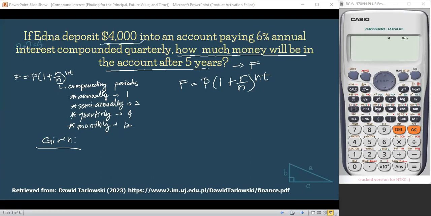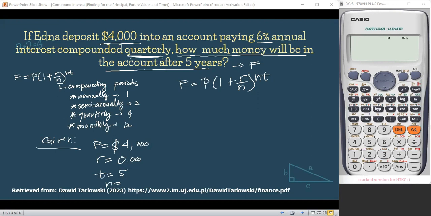So we have $4,000. So that is the principal kasi siya po yung initial deposit. So sabi nga po, yung initial deposit o yung unang hiniram or binaro, yun po, my dear students, ang principal. Ngayon po, ilan po yung rate? That is 0.06. So R is equal to 0.06. And the time po, my dear students, which is always in terms of years, is 5 years. At yung N po natin, the compounding periods, this time is quarterly.